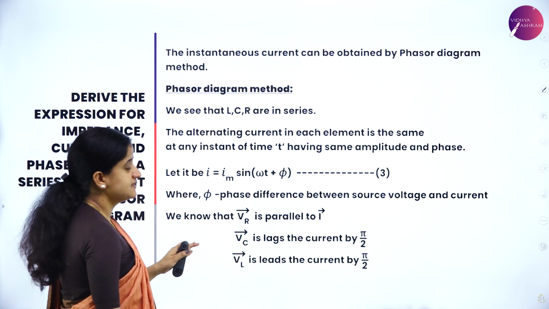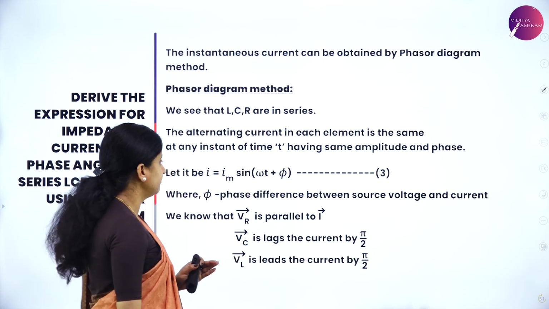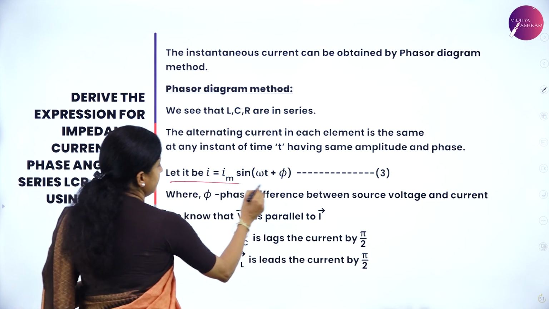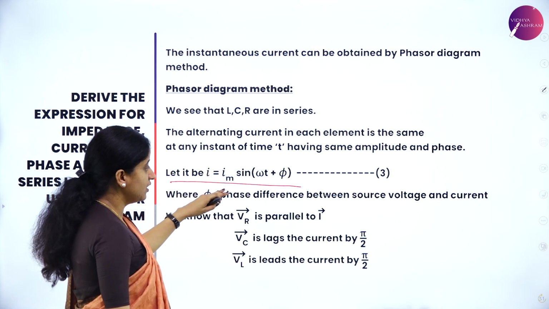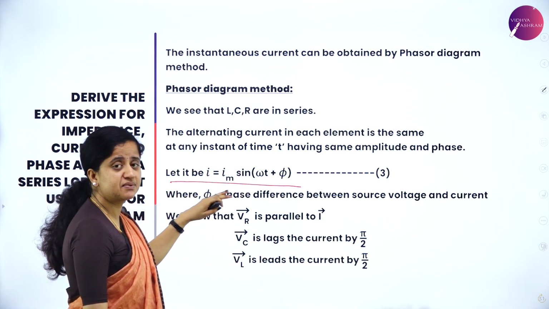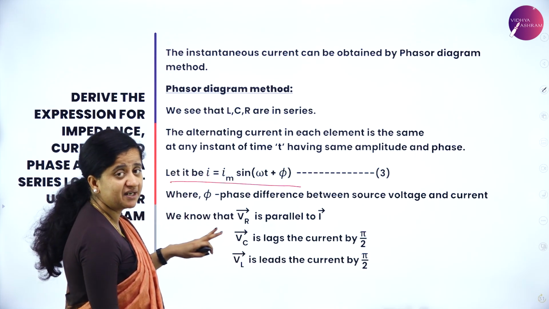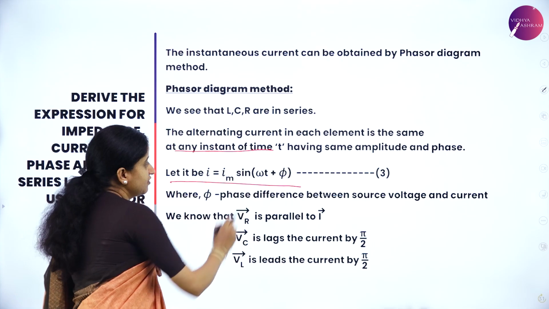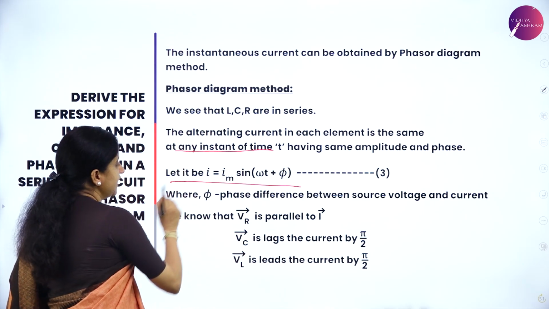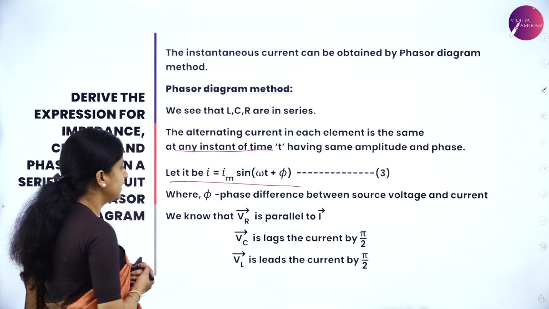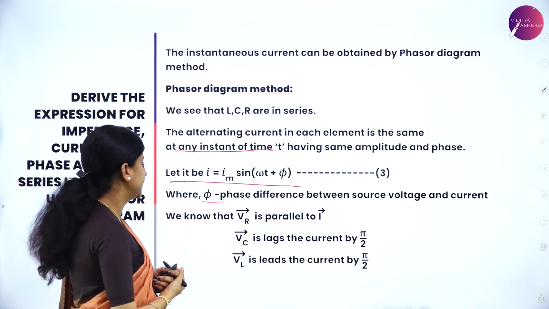Now there exists an instantaneous current. How can we write the equation for instantaneous current? We know the instantaneous current is given by I is equal to Im sin omega t plus phi, because there exists a phase difference between L and C. The alternating current in each element is the same at any instant of time, having the same amplitude and same phase, and hence we can write the current I is equal to Im sin omega t plus phi, where phi is the phase difference between the source voltage and current.